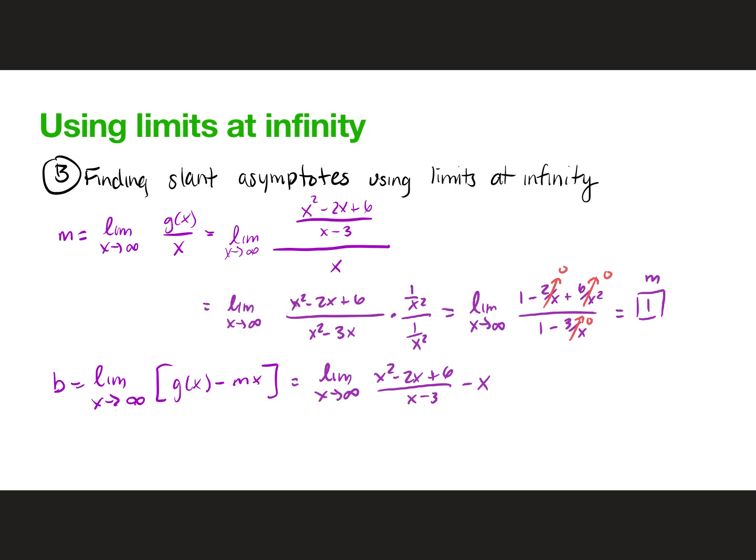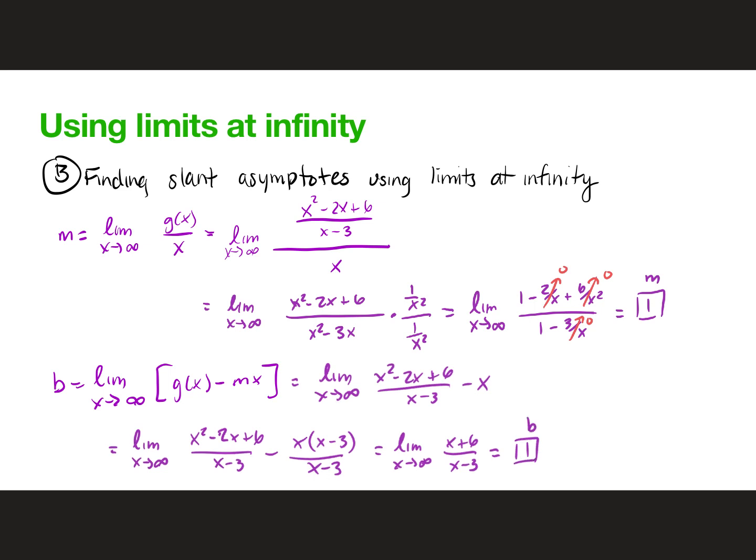And to do this subtraction, we'll want a common denominator. And so this is the limit as x approaches infinity of x squared minus 2x plus 6 divided by x minus 3 minus x times x minus 3 divided by x minus 3. With this common denominator, we can now do the subtraction, and what we get left with is just x plus 6 divided by x minus 3. We evaluate this limit at infinity the same way we have been, and in the end, what we should end up with is 1, and so this is our b.